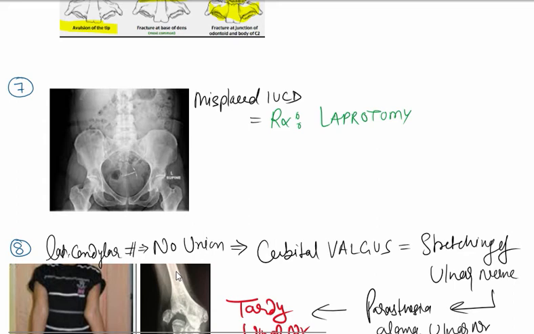Now this X-ray abdomen of a lady is showing a misplaced IUCD. So this is the IUCD and this is misplaced. This can lead to perforation of the uterus and further peritonitis. So how can this be managed? Laparotomy. Copper T removal by laparotomy.